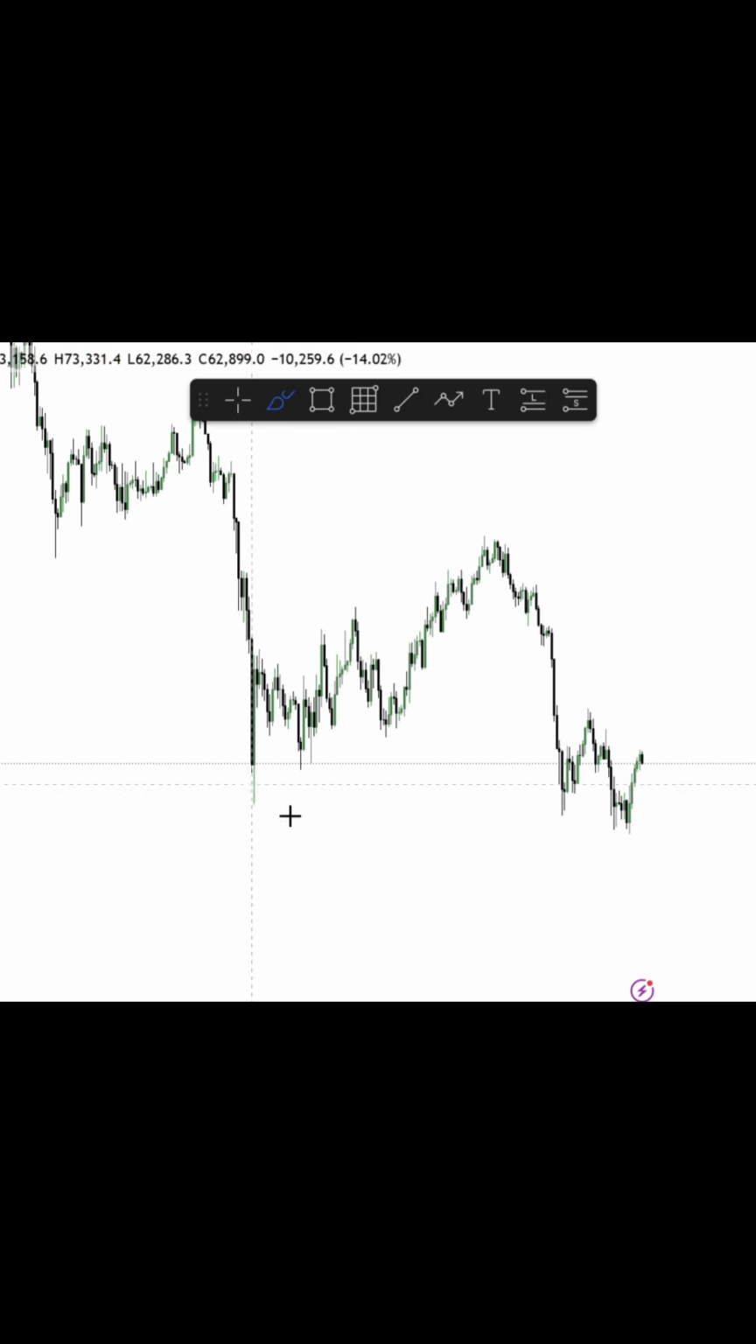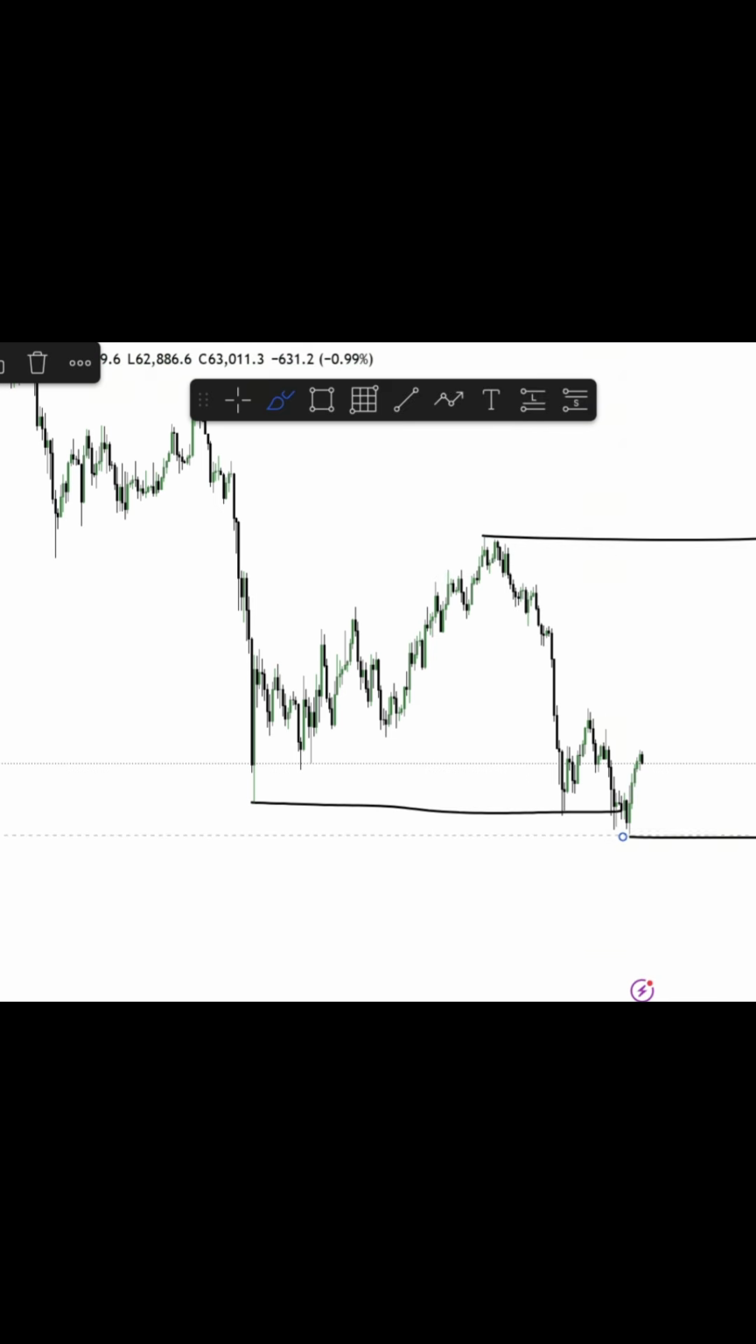Moving on to Bitcoin on the daily time frame, we can see we've had that break of structure in towards the downside, and this is the current swing range that we're trading within. Now we are trading after a break of structure, and short positions are now lower probability.